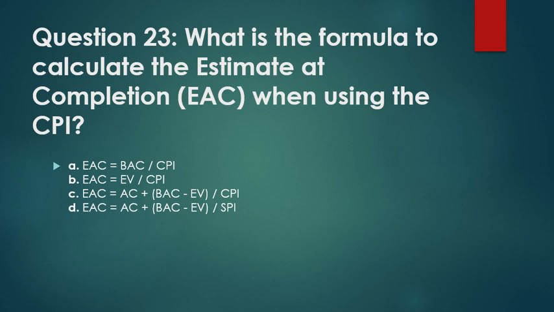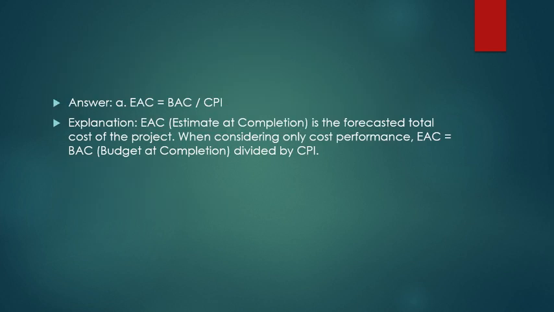What is the formula to calculate the estimate at completion, EAC? When using the CPI, EAC is equal to BAC upon CPI. Estimate at completion is the forecasted total cost of the project when considering the cost performance. EAC is equal to BAC divided by CPI.